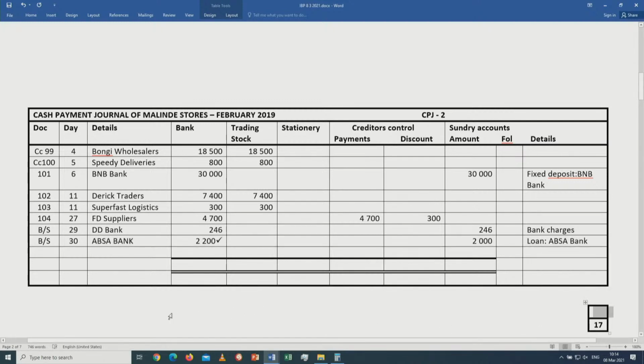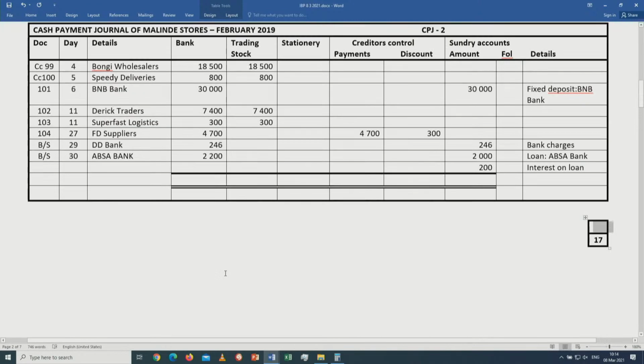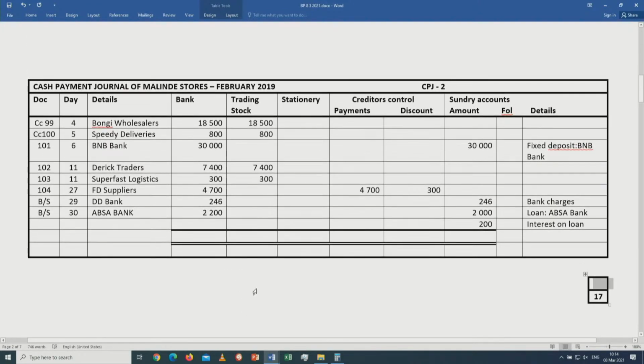You're going to have 2,200. And then what is this 2,200? It's the loan plus the interest. So under the sundries, you're going to have 2,000 loan from Absa Bank. And then the interest must also be shown, so you must show the 200 for the interest on the loan. So this is how our journals will look like.